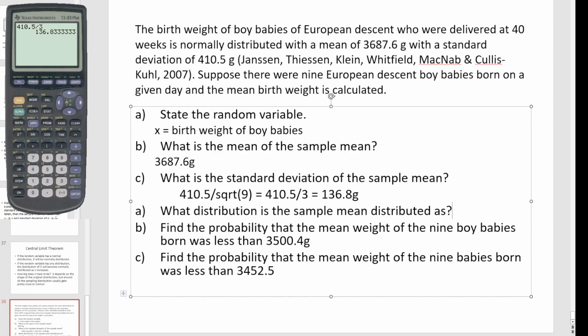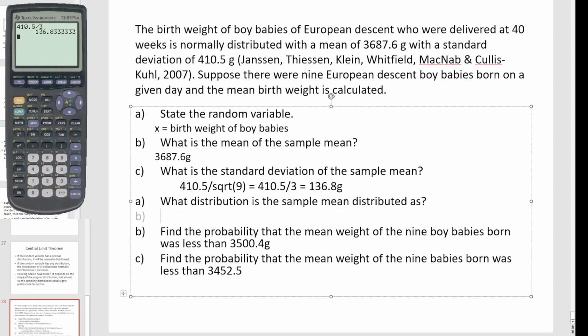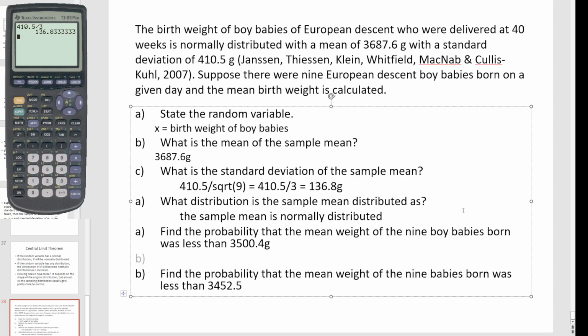What distribution is the sample mean distributed as? In this case, we're told that the original random variable is normally distributed. Because the original random variable is normally distributed, this means that the sample mean is normally distributed. For these last two, we're just going to have to use some of the stuff that we've already done. There's nothing new in these last two problems.